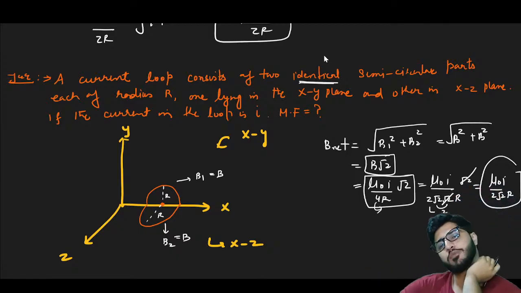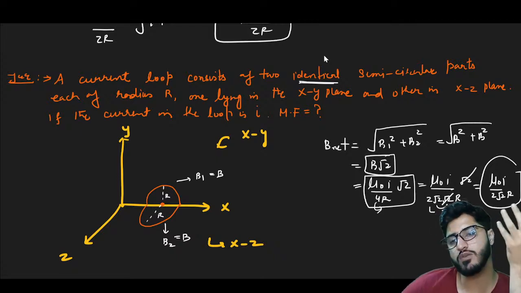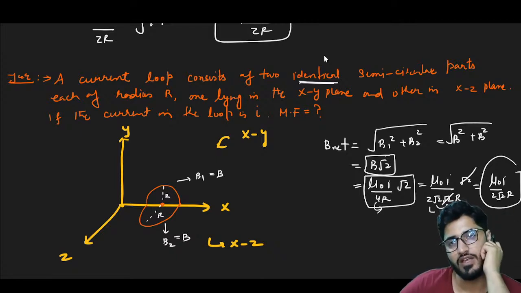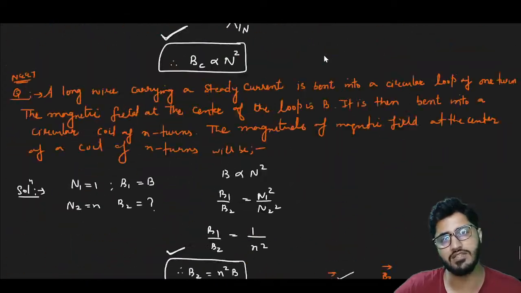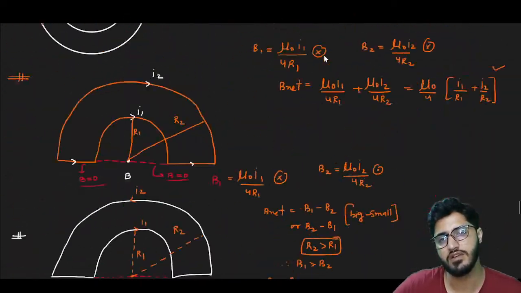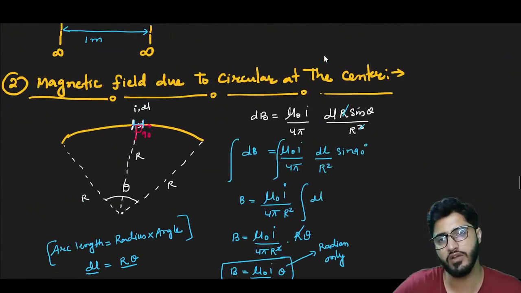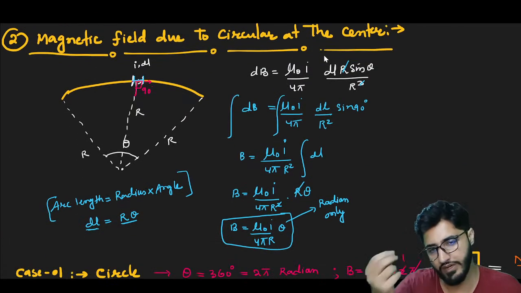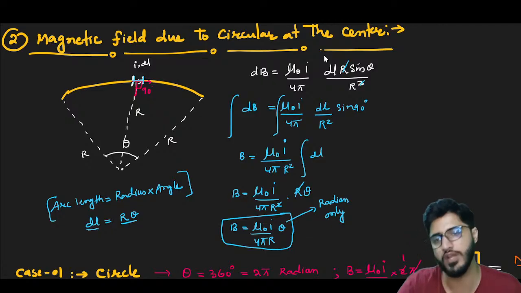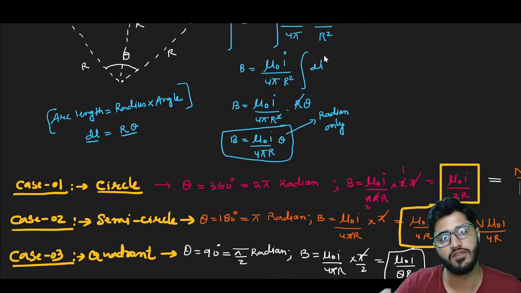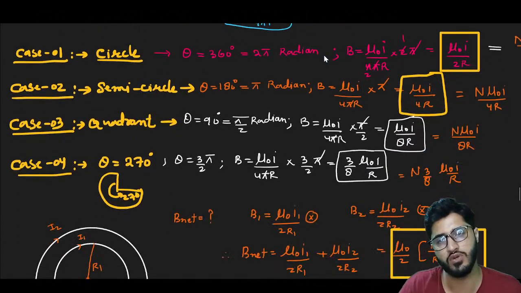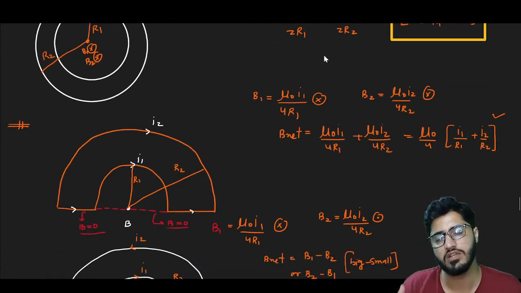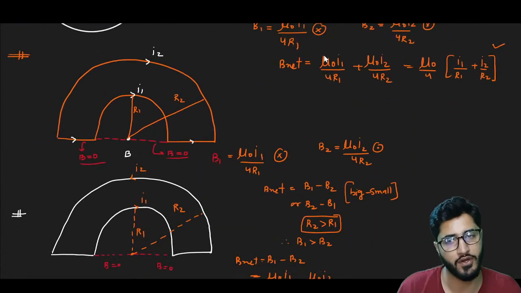It is very easy to manipulate now. Why, sir? Because we know the basics now, no? Look, we started the class with basic things. Look, now how many numericals have we done? We started with the magnetic field at the center. We did this part. We derived the formula, I by 4 pi r, the theta. Then how to do it for circular, semicircular, quadrant. Then we did a couple of numericals based on these.